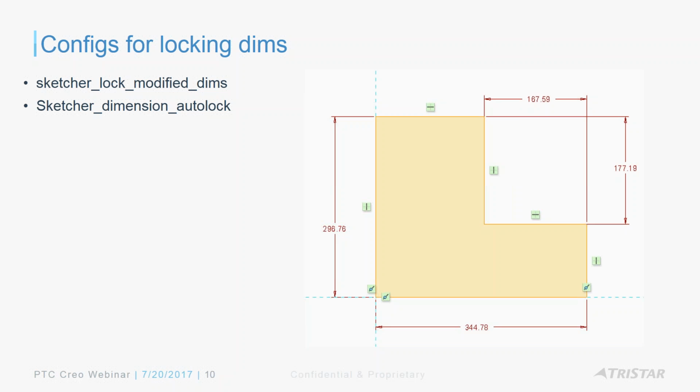Some users might prefer even Sketcher dimension auto lock. That's a nice option to have, where as soon as you create any dimension in sketch mode, it will automatically be locked, meaning you can still make a change, but you can prevent accidental modification using these config options that used to be my favorite during my industry days.